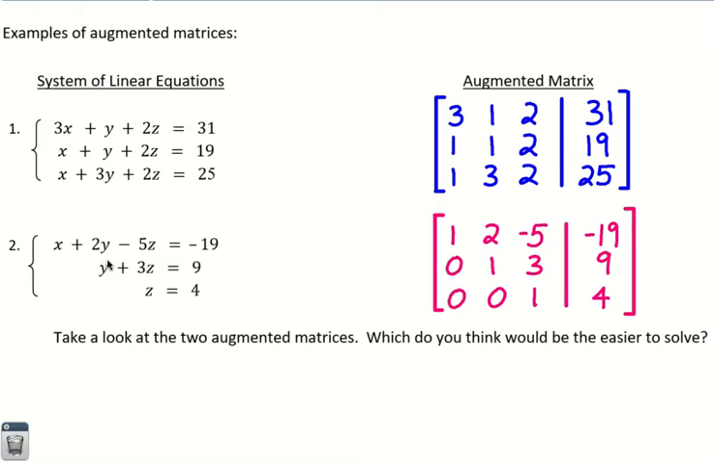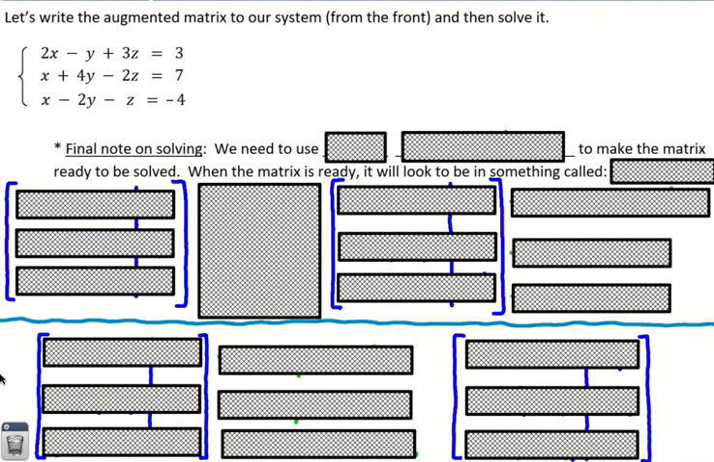So remember that process. Remember how this system is easy to solve as you work it backwards, knowing that z equals 4, then figuring out what y equals using that fact, and then finding out what x equals using both y and z. All right? Because we're about to utilize that. But let's write the augmented matrix to our system here and then solve it.